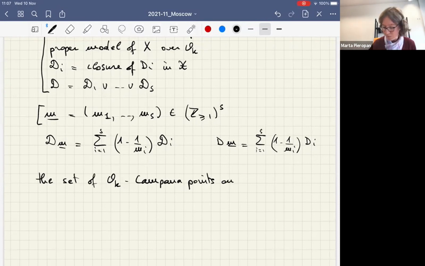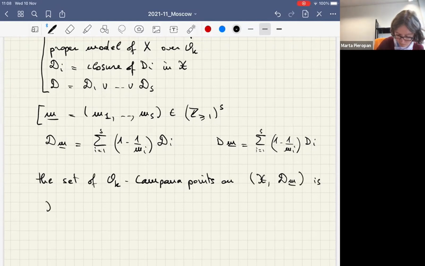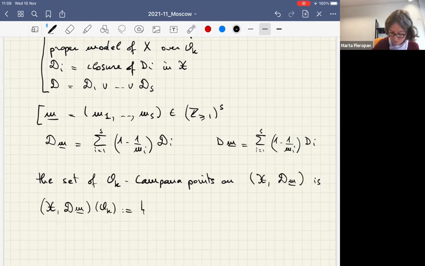On the Campana orbifold (𝒳, 𝒟_m). And the set of Campana points on this orbifold is defined as integral points with special properties with respect to the boundary divisor. So with notation, this is (𝒳, 𝒟_m)(O_K). And precisely, it is defined as the set of O_K points.